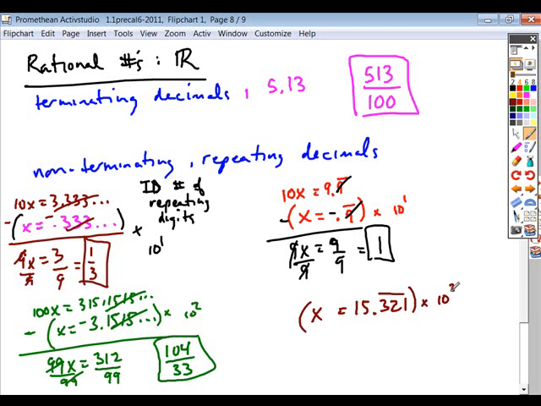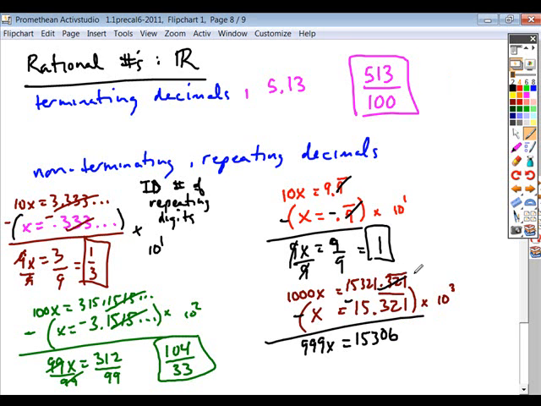10 cubed is 1000, so we get 1000x. 1000 times this, again, we move our decimal 3 places. So we have 15,321.321 repeating. What we can now do is subtract each side. We get 999x is equal to 15,306. Again, the repeating parts cancel. 15,321 minus 15 gives us 15,306.